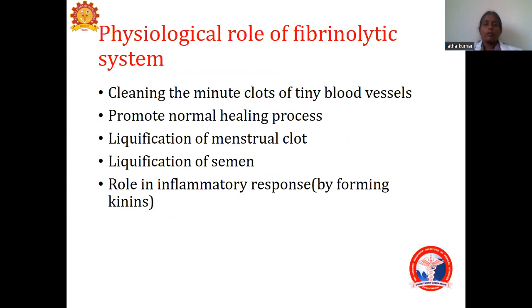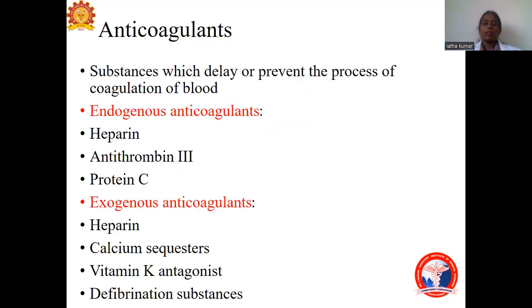So next, the physiological role of the fibrinolytic system. We have discussed what the roles of the fibrinolytic system are. It cleans the minute clots, promotes a normal healing process, and also helps in the liquefaction of menstrual clot and semen. It also plays an important role in the inflammatory response by forming the kinins.